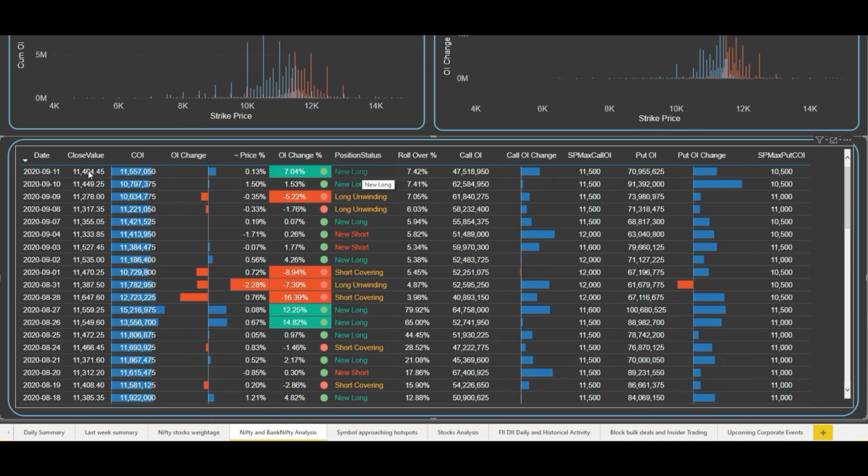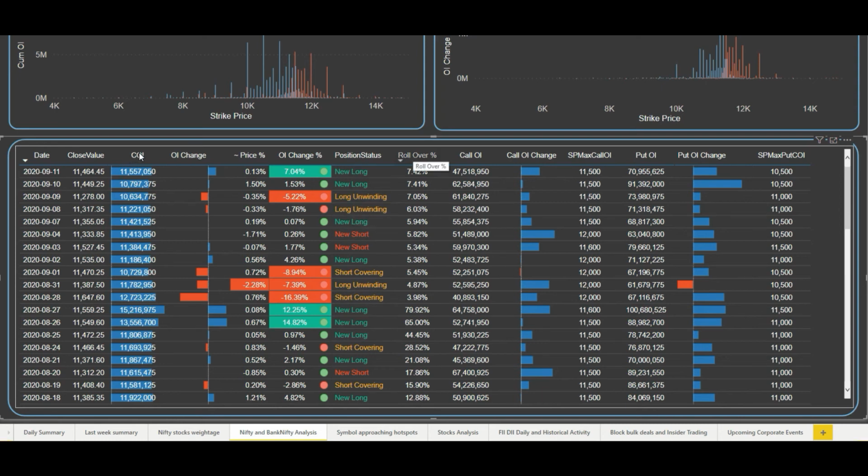Position status is based on the combination of price and open interest change. It means if the open interest has increased and the price has increased, new long positions have been developed, right? This is very important information, whether on a daily basis new longs are getting created, or long unwinding is done, or new shorts are created, or short covering is done. So all these four points you can see here, how activities are taking place on a daily basis.